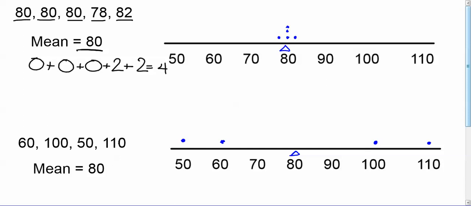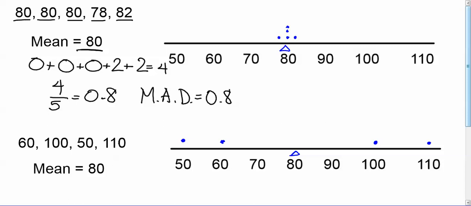All right, so we have 4, and we have that out of 1, 2, 3, 4, 5 pieces of data. So then what you do is take 4 divided by 5. You're going to get 0 and 8/10. So we would say that the MAD, the mean absolute deviation, is 8/10. So what does that look like?